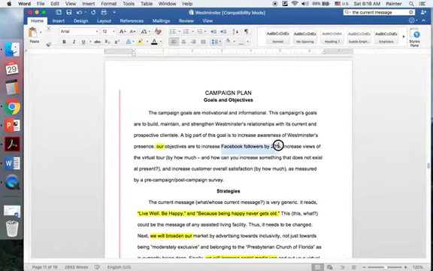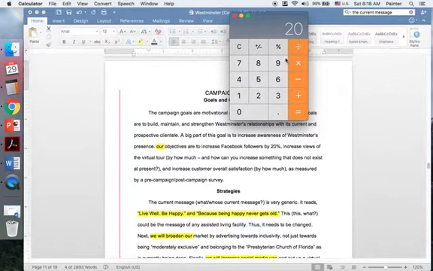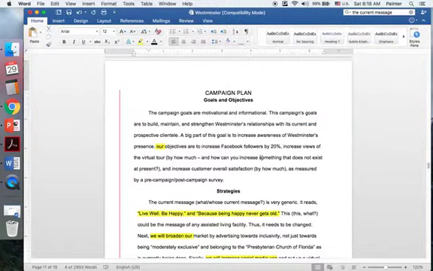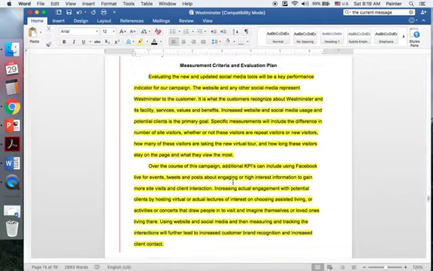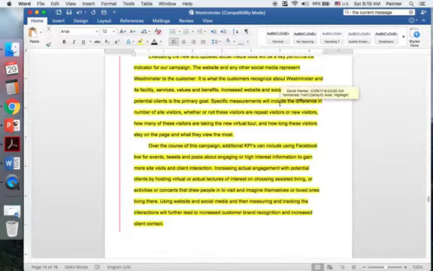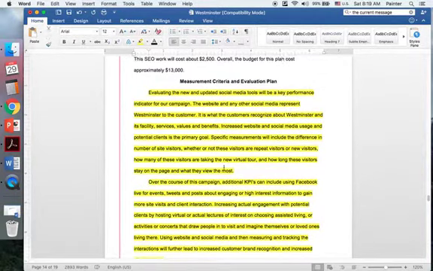Increase Facebook followers by 20% over 9 months, right? Is that what your goal is? So 20 divided by 9 is, you want to make sure that you're achieving a 2.2% increase in Facebook followers each month in order to benchmark the progress of the campaign. Additional KPIs don't make any sense. If these are not included in your objectives, which they probably need to be, it can't suddenly appear in your measurement criteria and evaluation plan. So it looks like you need to expand your objectives to include some of this information as well.